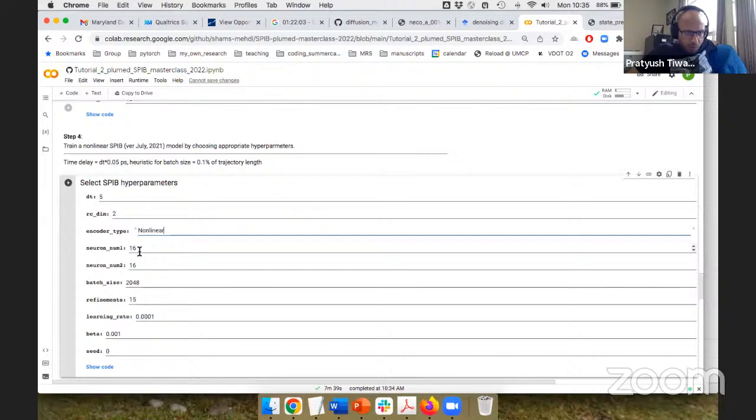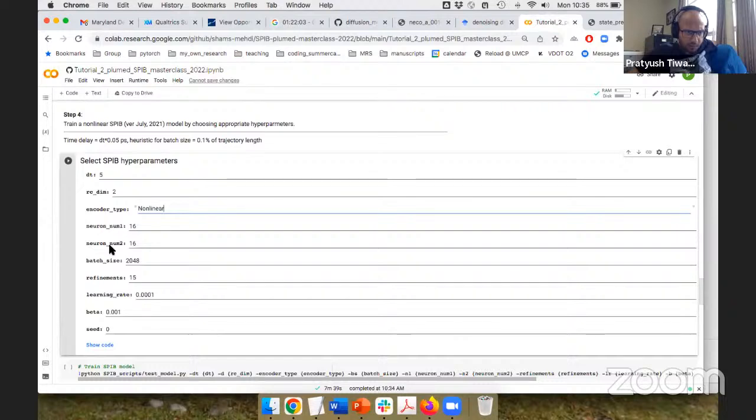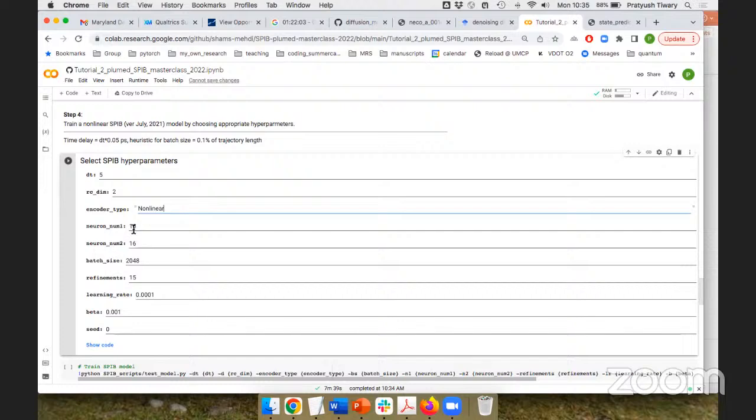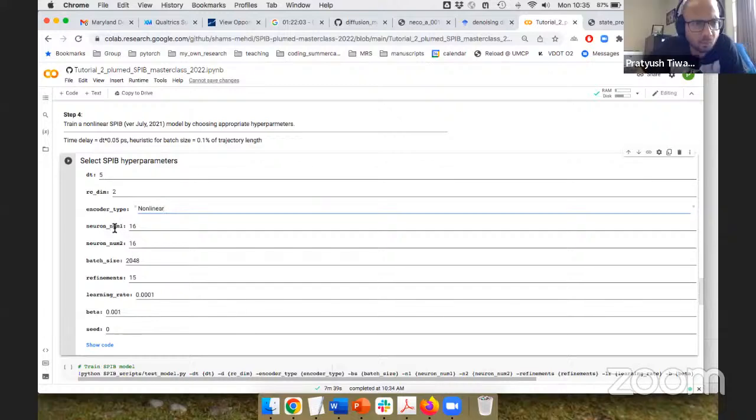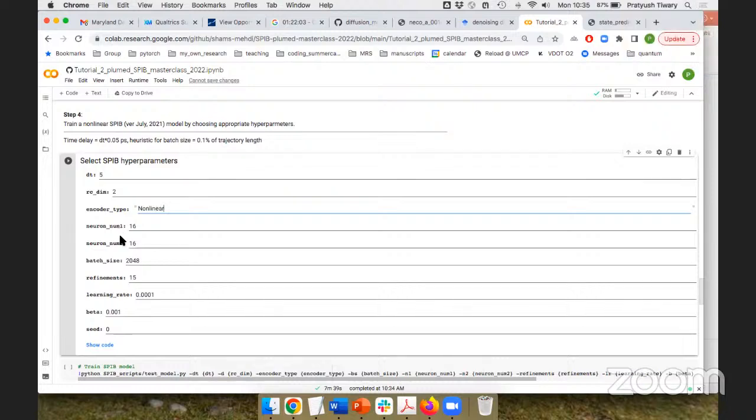Then number of neurons, 16, and this is a nonlinear encoder. Shams, again, remind me, this is for the first layer and the second layer of the encoder, correct? Or this has two encoder layers and two decoder layers. Yeah, so each encoder and decoder has 2 layers each. So for each of them, you can specify the number. So this number 1 is specifying for the encoder or for the decoder? For the encoder, and this is for the decoder.